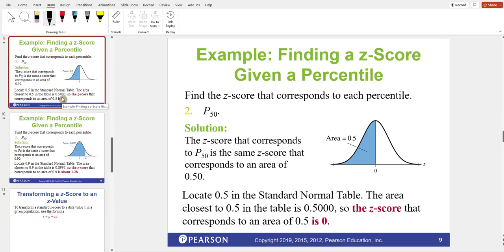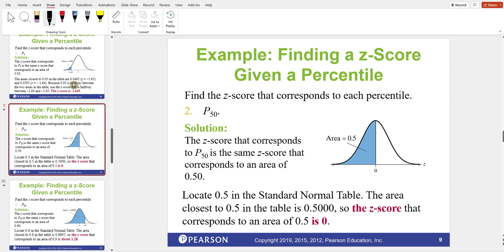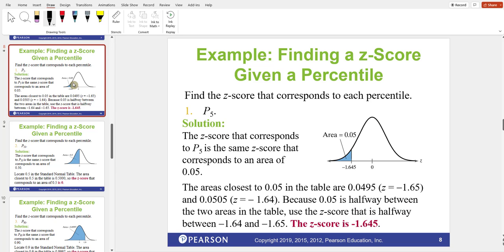All right, and this next one we're going to find a z-score given a percentile. So we have, I'll go back up, P5. So they want to know the z-score that corresponds to a percentile 5. So the z-score that corresponds to the area of 0.05. So when you see this 5, it's like saying 5%. So 5% is 0.05. So we want the area to the left to be 0.05. We want to figure out the corresponding z-score.